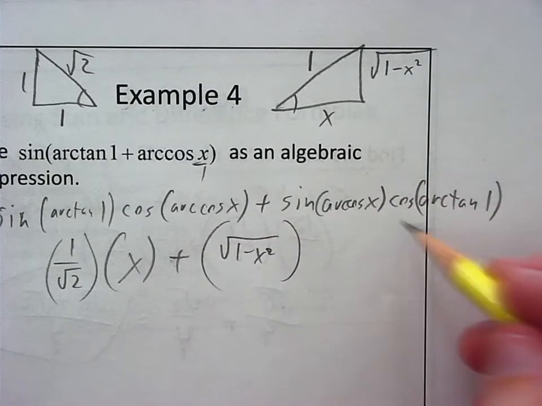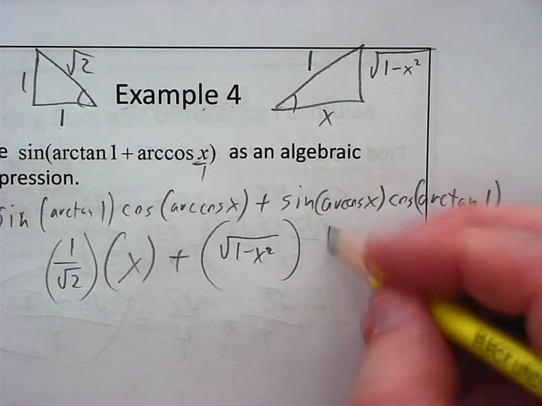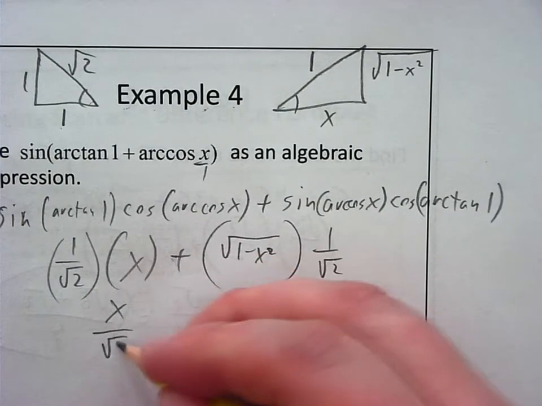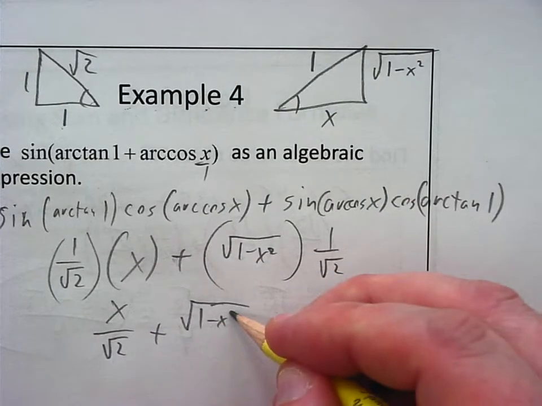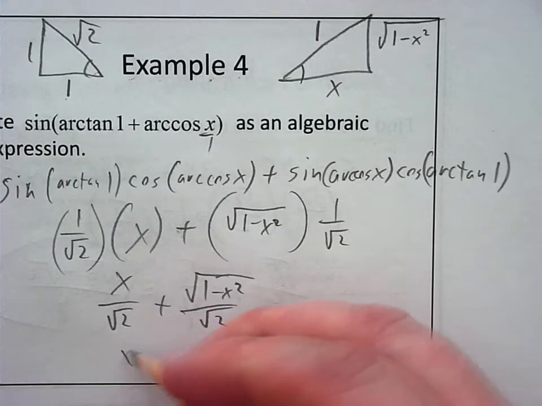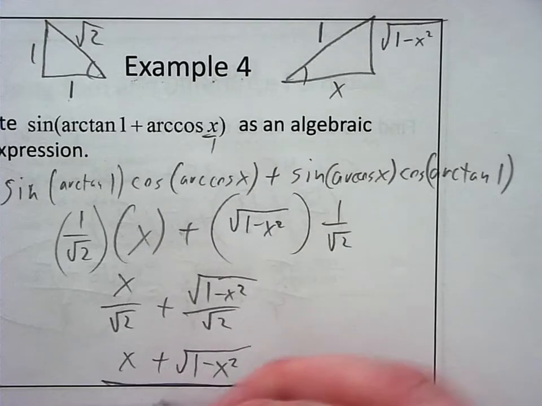And lastly, cosine of the arctangent of 1. Well, that's going to go over here. Cosine is going to be 1 over the square root of 2 again. Okay? So when I multiply these out, that's going to give me x over the square root of 2 plus the square root of 1 minus x squared over the square root of 2. So then I can combine those together into x plus the square root of 1 minus x squared divided by the square root of 2.